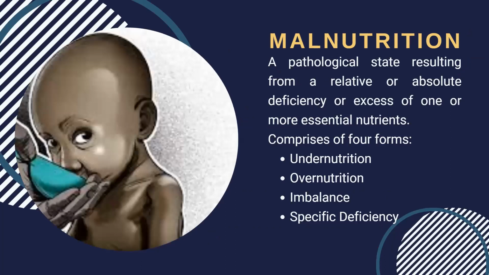Malnutrition is a pathological state resulting from a relative or absolute deficiency or excess of one or more essential nutrients. It comprises 4 forms. Number 1, undernutrition. Number 2, overnutrition. Number 3, imbalance and specific deficiency.